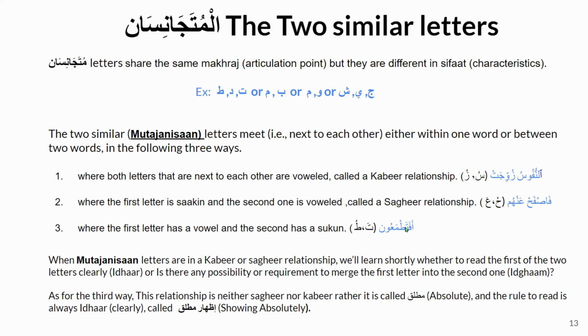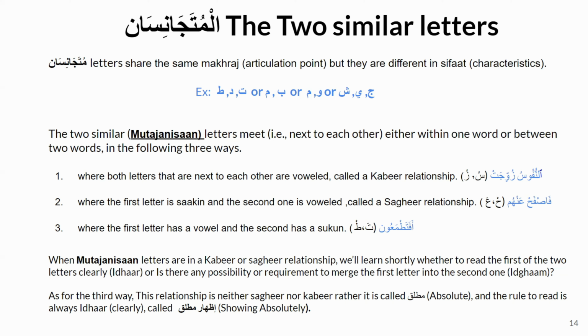Letter ta and letter ta, they share the same makhraj, but they differ in sifat, where ta is a letter of hams, istifal, infitah, while ta is a letter of ittabaq and isti'ala, and when sakin, it carries a qalqala. The first one is vowel and the second one is sakin. This is a mutlaq relationship. And when letters are in a mutlaq relationship, the rule to read them is always idhar.